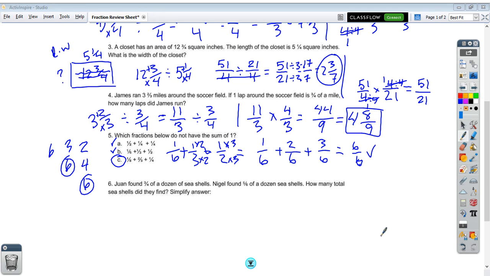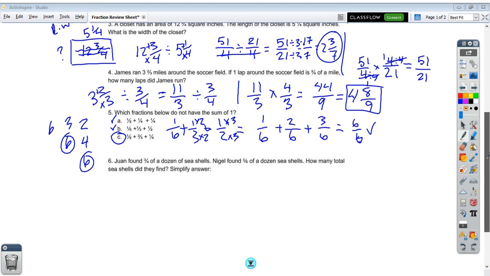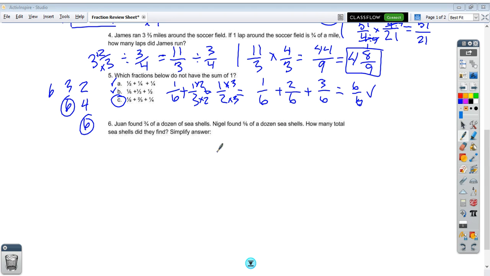Number 6, Wad found 3/4 of a dozen seashells. Nigel found 5/6 of a dozen seashells. How many total seashells did they find? Well, I know a dozen is 12. So let's change the denominator to 12. I've got 3/4. If I do 4, 8, 12, that's times 3. So I do times 3, times 3. So this tells me that I have 9 seashells out of the dozen, which was 12.